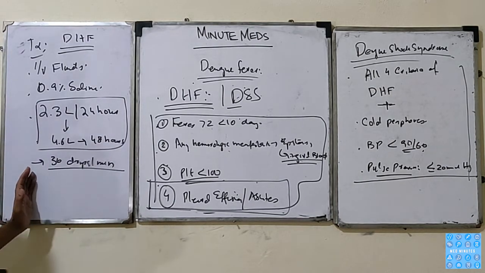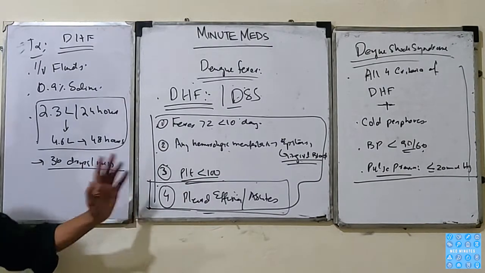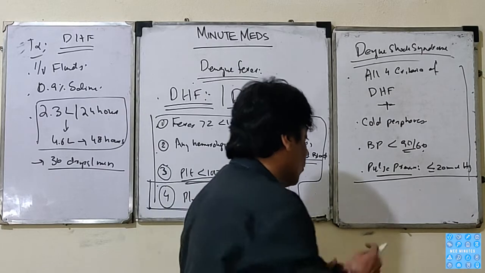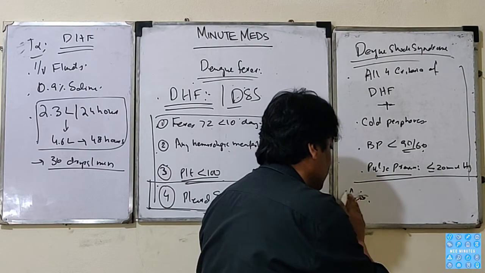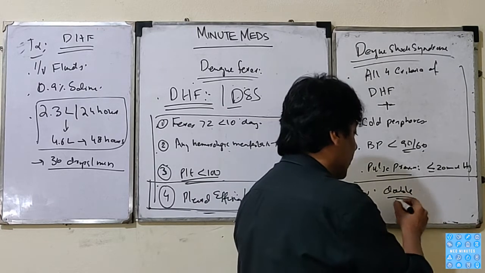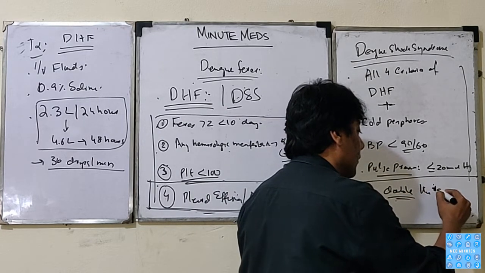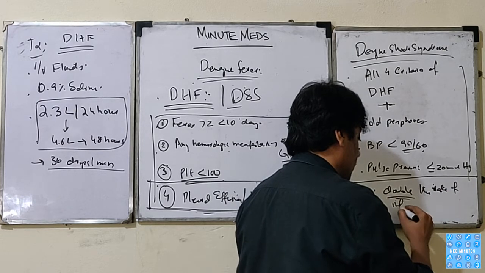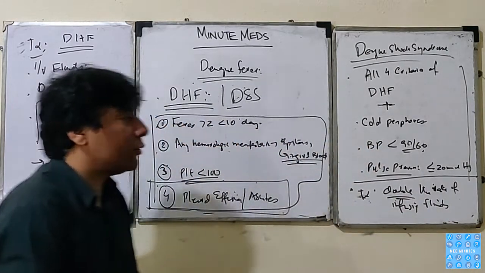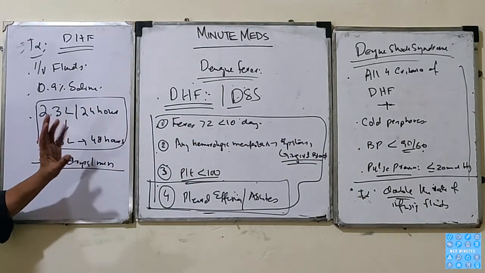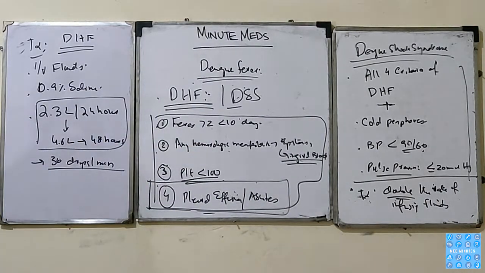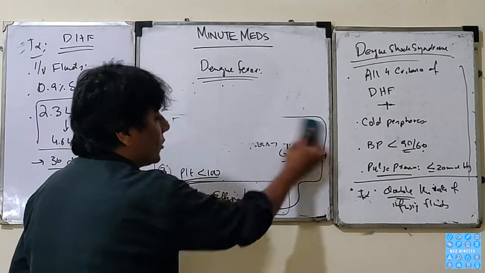In the cases where the patient has the features of dengue hemorrhagic fever, along with these characteristics of shock, then we double the rate of infusing fluids. So how do we know when to stop the fluid or when to monitor the rate of fluid administration? It is very intense, very aggressive monitoring.